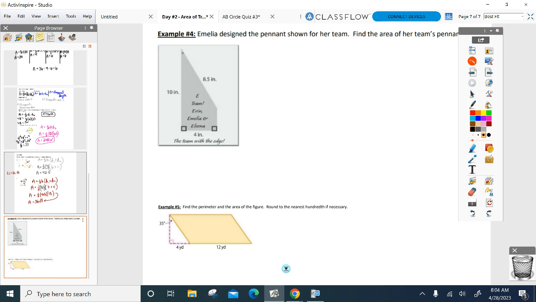All right. What's the area of her team's pennant? Well, what shape is her team's pennant? That's a trapezoid, right? All right, so let's get the formula down.